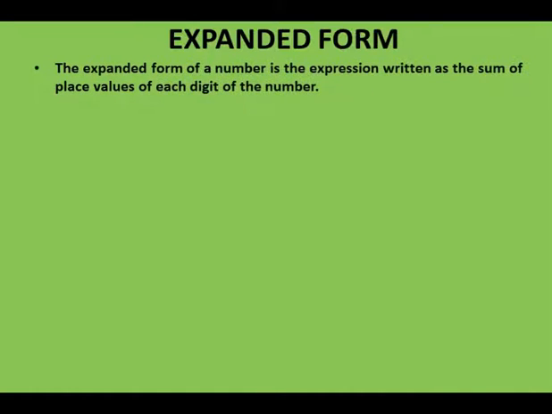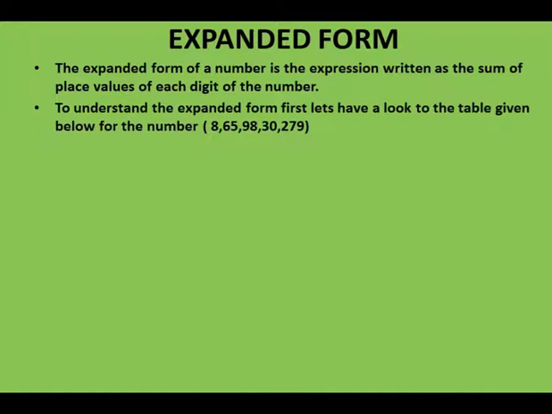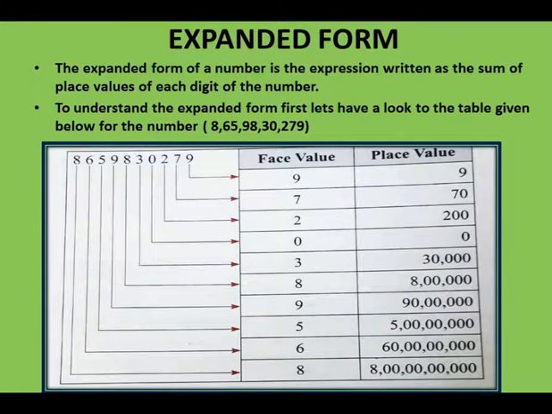Then we have expanded form. In expanded form, the expanded form of a number is the expression written as the sum of place values of each digit of the number. So to understand the expanded form, first let us see a table for the given number. Here we have written the face value and place value of each digit. So here you can see we have written the face values in the first column, and in the second column we can see the place values.